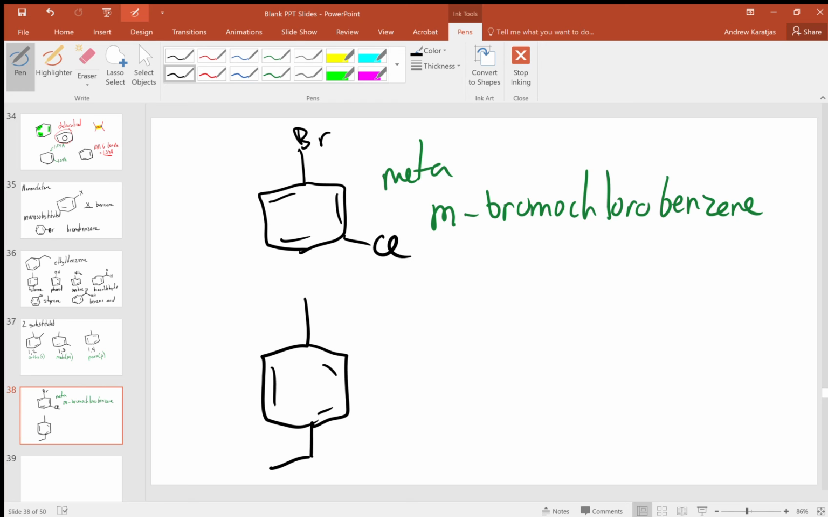So how would we name this one? Well, those 2 groups are in a 1-4 relationship. So that would be para. And we have an ethyl at the bottom and a methyl at the top. So para, ethyl, methyl, benzene.